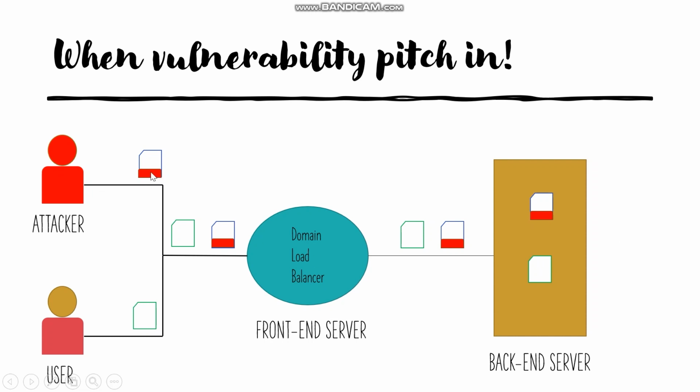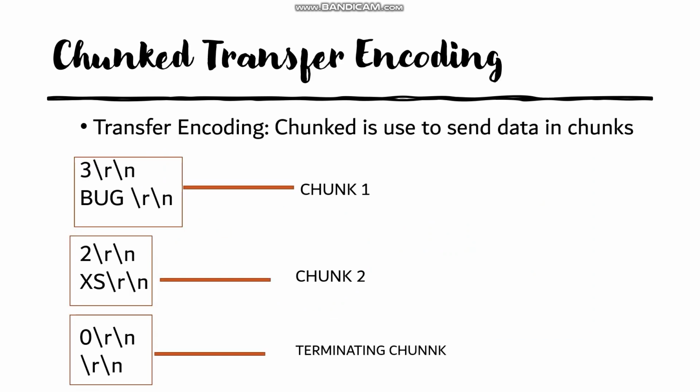Now here is where the vulnerability pitches in. An attacker sends malicious data at the end of the request to the load balancer, and the load balancer sends it to the backend server. Now the next request by the user is appended to the malicious request of the attacker, which means the next user will be a victim of an HTTP request smuggling attack. Many things can be done with an HTTP smuggling attack, which I'll cover in a later session.